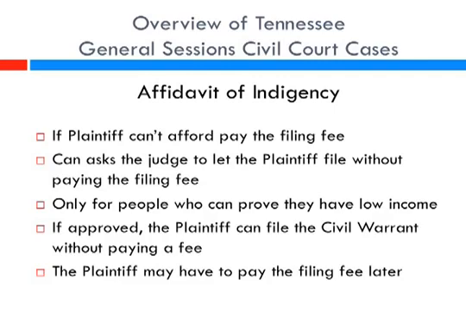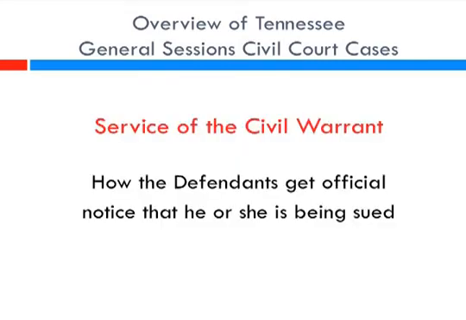After the plaintiff files the civil warrant, the General Sessions Court clerk writes a paper called a summons. This paper must be given to each defendant with a copy of the civil warrant. Giving the defendants the summons and the civil warrant is called service of process. This is how the defendant gets official notice that he or she is being sued in General Sessions Civil Court.